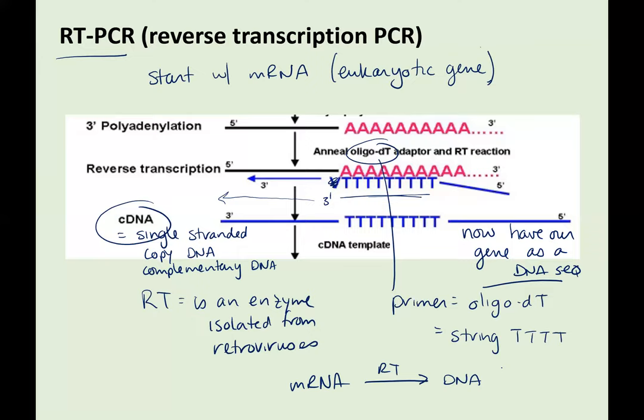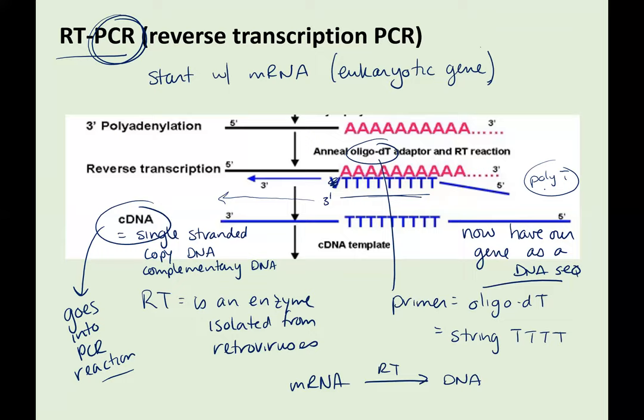We can copy the cDNA into double-stranded DNA by PCR. So the cDNA goes into the PCR reaction, and we can make a whole bunch of that gene sequence. Okay. So if you start with mRNA, you just need one extra step. You need a poly-T or an oligo-dT tail primer, sorry. And you do your RT reaction and then you throw it into the PCR reaction.